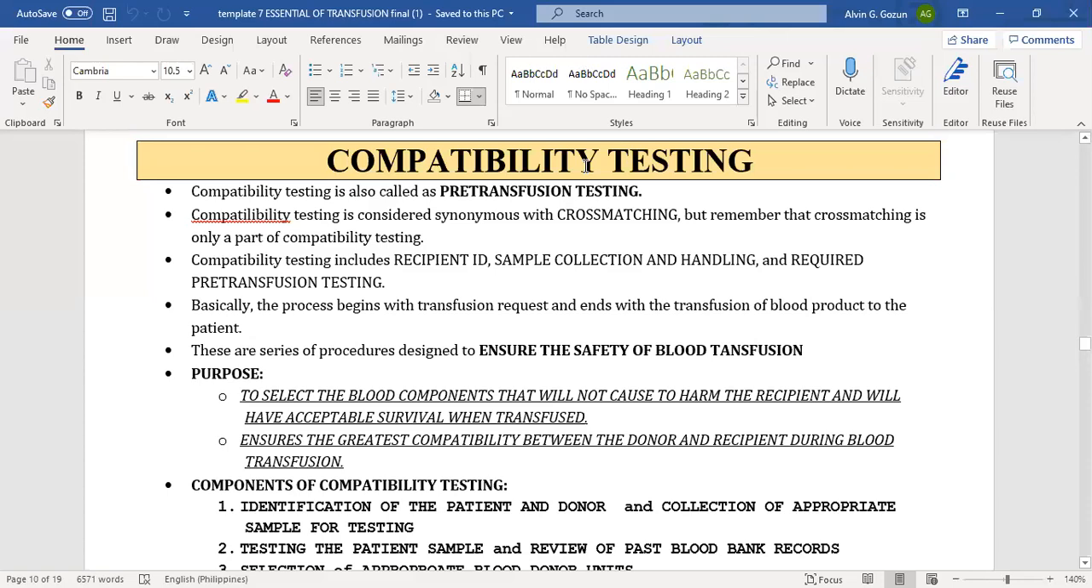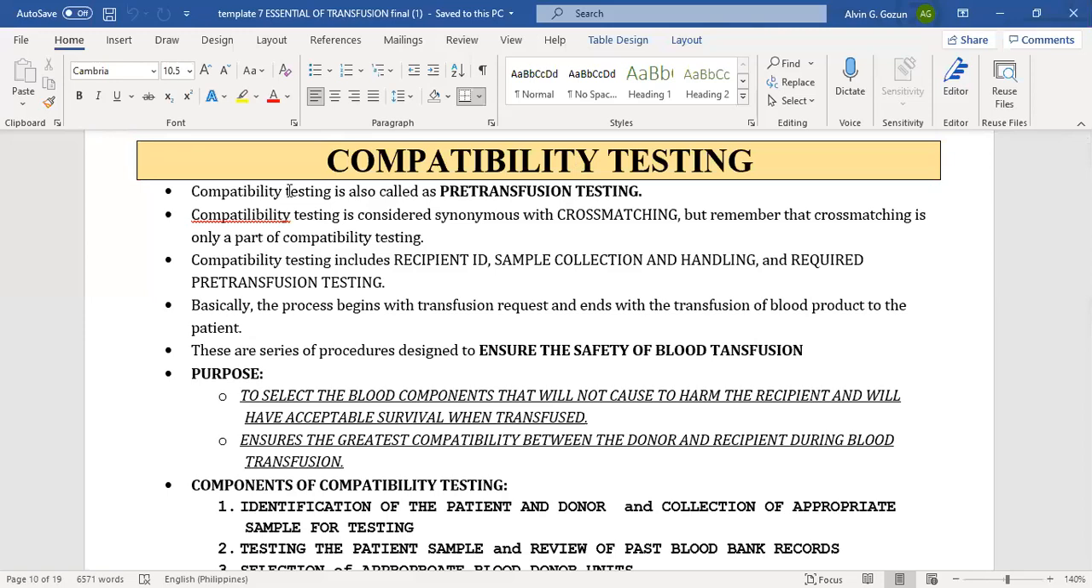Okay. Oh, guys, very important, compatibility testing. So parang sa relationship lang ito, 'di ba? Dapat compatible kayo para makamit niyo yung goals in life. And magtagal kayo, of course. Parang ganyan din sa compatibility testing in blood banking, 'di ba? Dapat compatible yung packed red blood cells or the blood transfused to the patient.